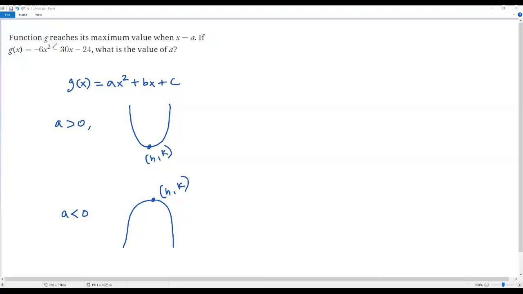And the question says the function g reaches its maximum value when x equals a. That means here in this quadratic function, this g of x reaches this maximum value k, that is the y coordinate at the vertex, when x is equal to a. So that means at the place of h we must have a. So g reaches the maximum value k when x equals a. So that means we have to find the x coordinate at the vertex.